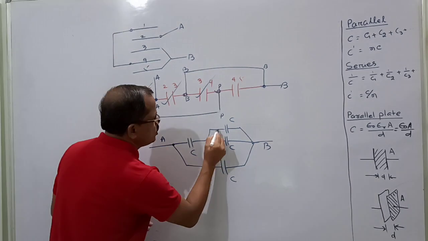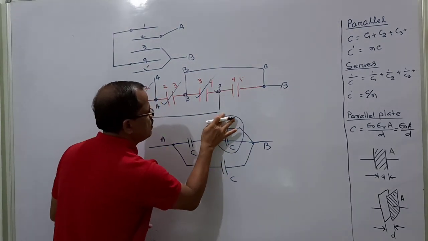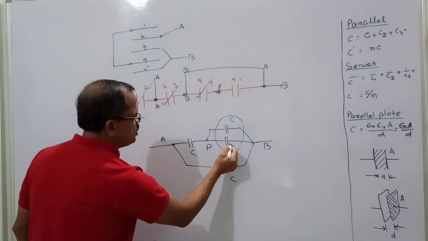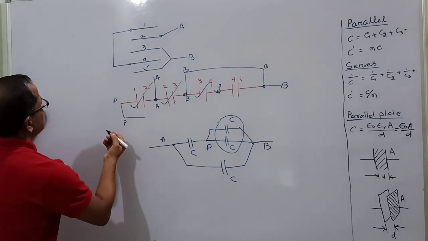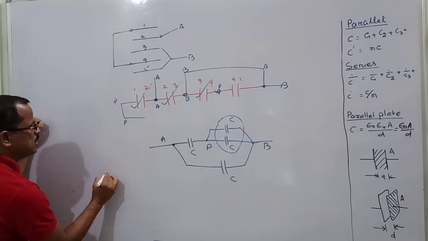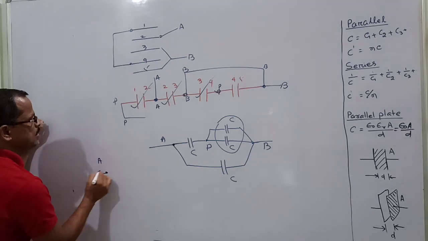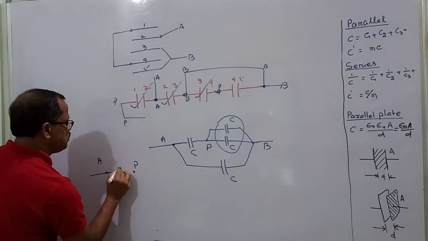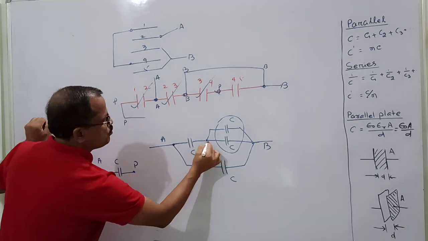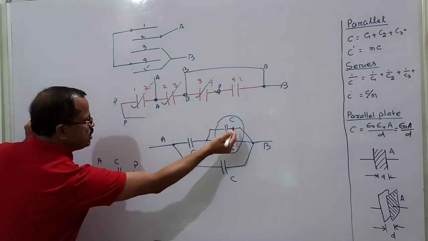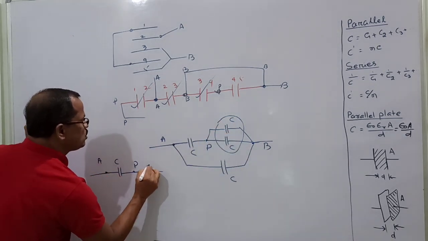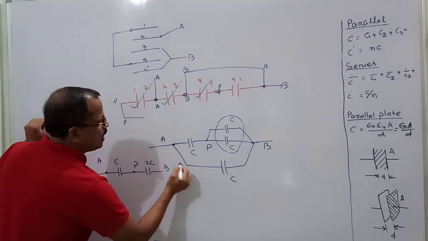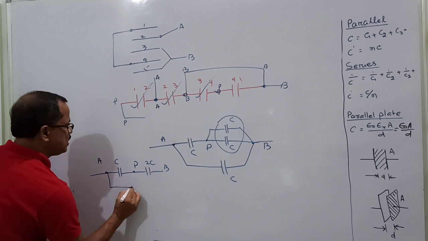First, these two are in parallel combination. C plus C, how much? 2C. Let us redraw again. So always redrawing is very important. Once you become smart, then you can solve directly. A to P, there is one capacitor C. Then from P to B, two capacitors in parallel, so it will be C plus C, 2C, because in parallel the capacitances are added. Then this point is B. Then from A to B directly there is a capacitor.